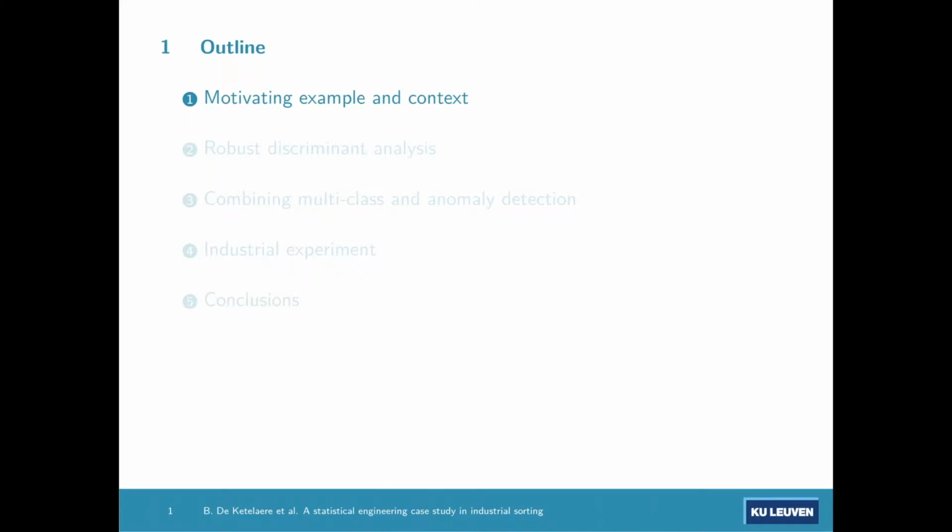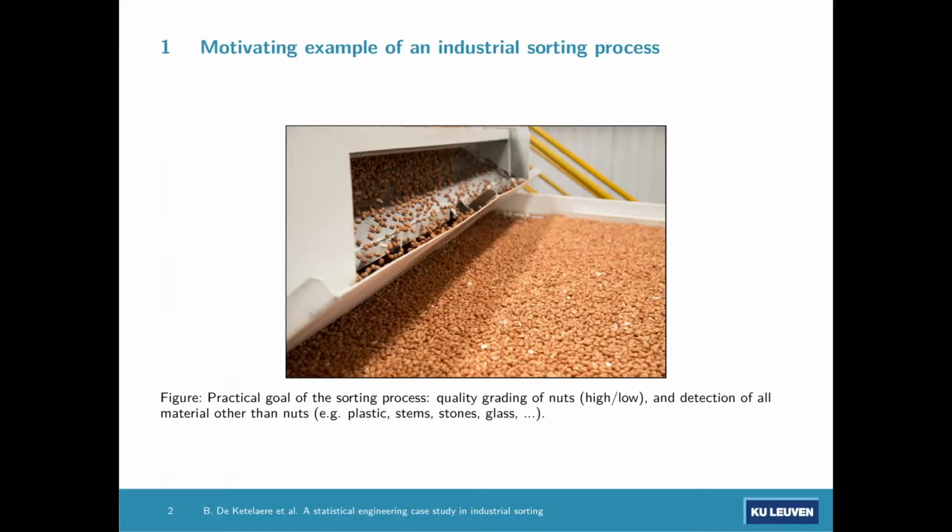What I will first do is give a short description of the application and some context about it. This is typically a sorting machine you see. In this case, for nuts, the goal is to sort the nuts according to their quality. It can be good quality, it can be bad quality. But not only that, sometimes there are also unknown objects in the material stream, such as parts of glass or wood or stones. Those need to be detected as well.